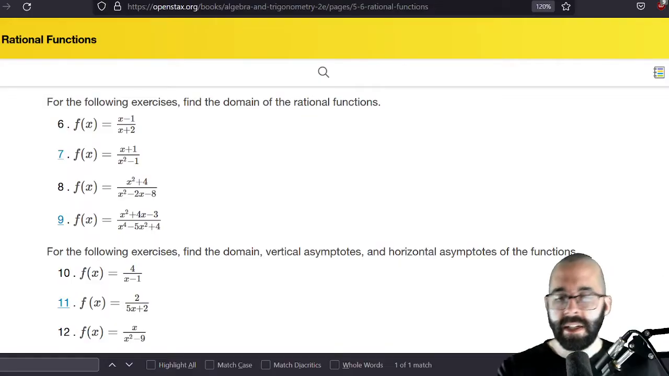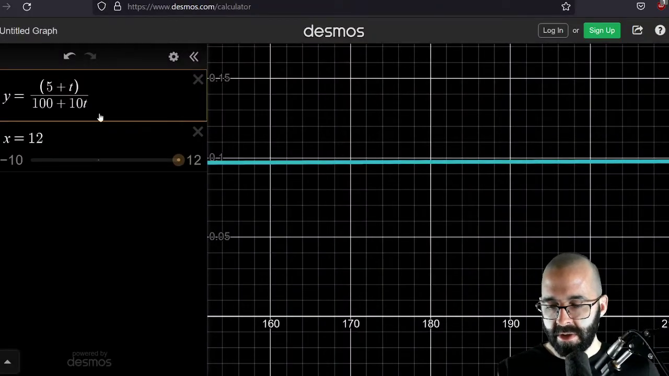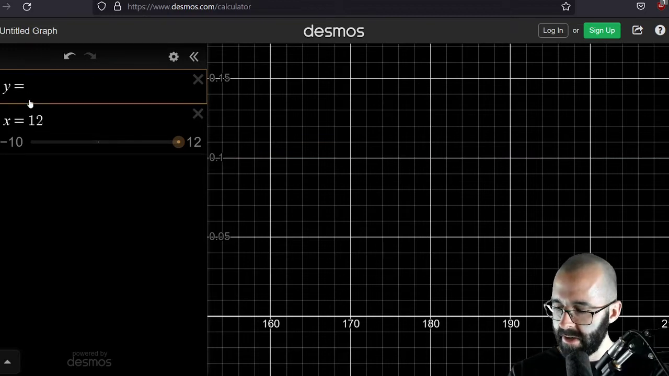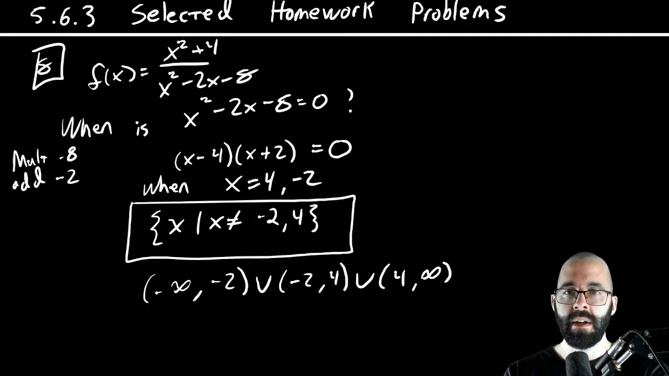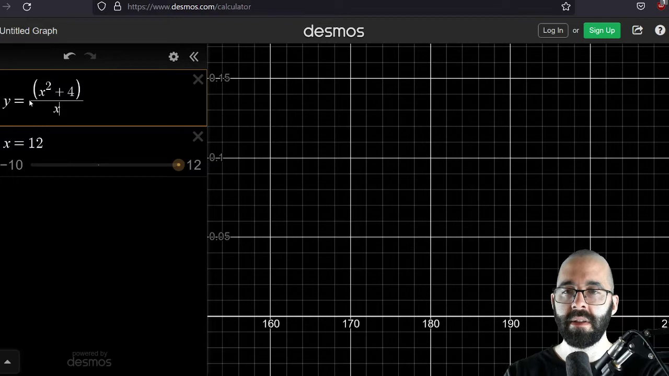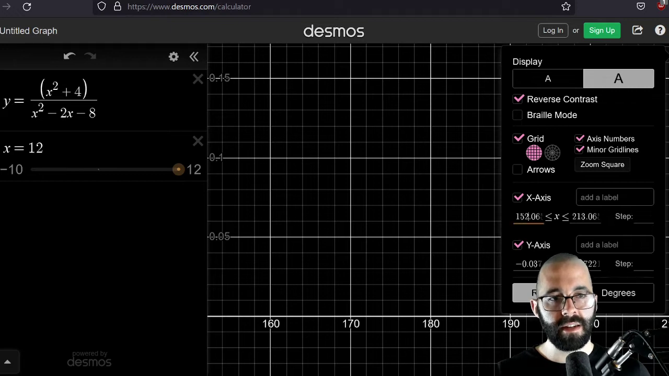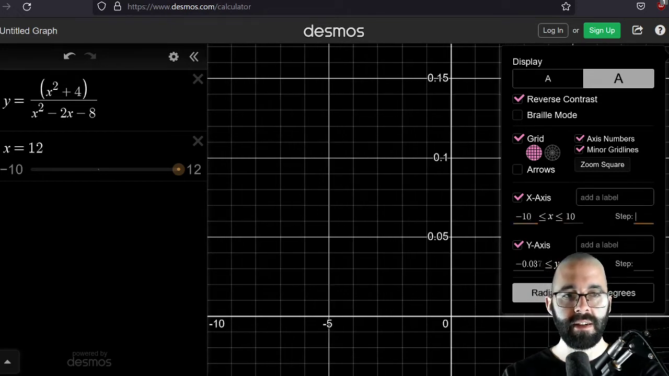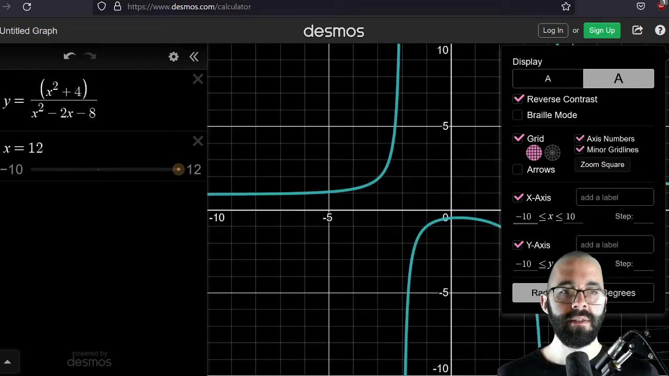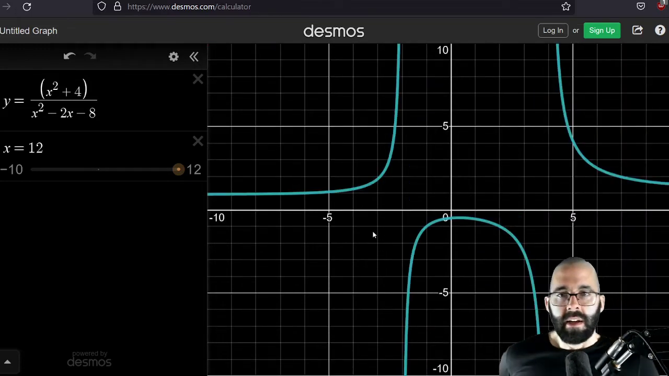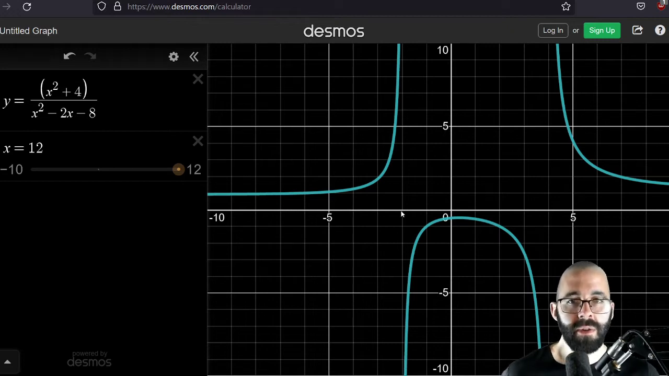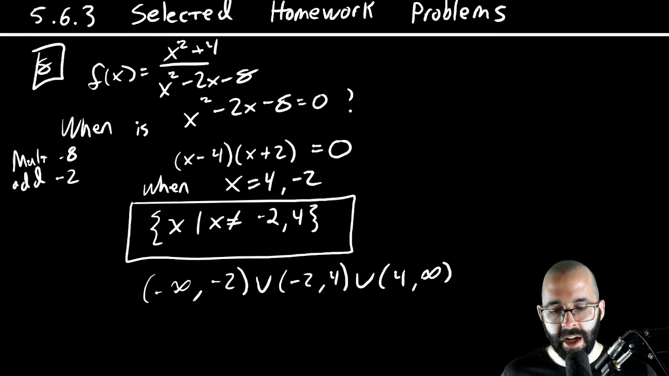Let's check our answers using Desmos. So go over to Desmos and say, okay, what do we got here? We got x squared plus 4 divided by x squared minus 2x minus 8. Go to the little gear setting. Let's go to normal, -10 to 10, -10 to 10. Get normal scale. And indeed, yeah, we have an asymptote. It's not defined at -2. We have an asymptote. It's not defined at +4. Great. There we go. You can see that graphically.